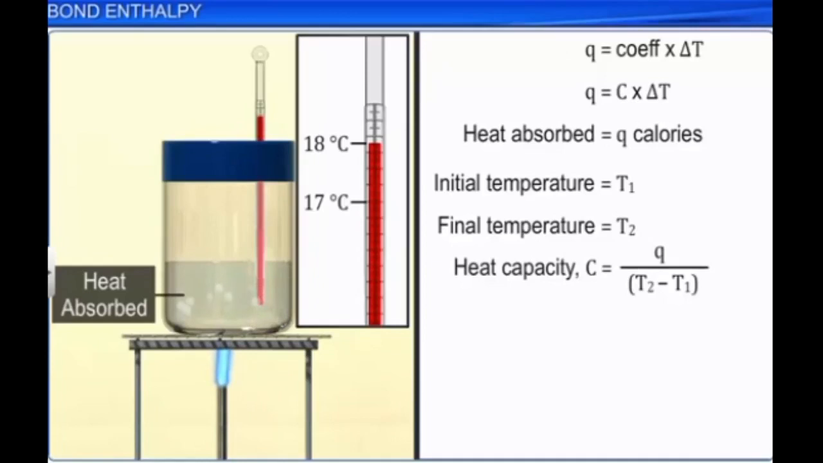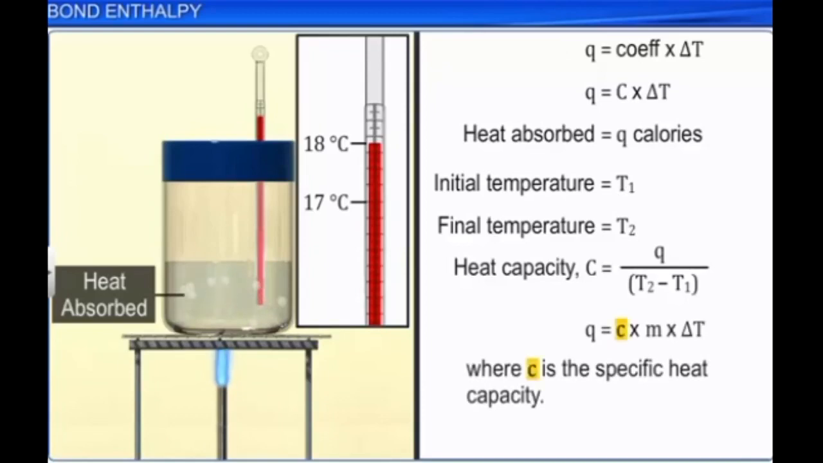The specific heat capacity is the quantity of heat required to raise the temperature of unit mass of a substance by 1 degree Celsius or by 1 Kelvin. Thus, the expression for Q in terms of specific heat capacity becomes Q equals specific heat capacity C multiplied by the mass m multiplied by change in temperature, delta T.